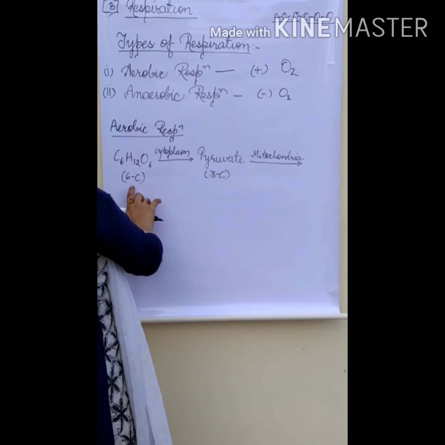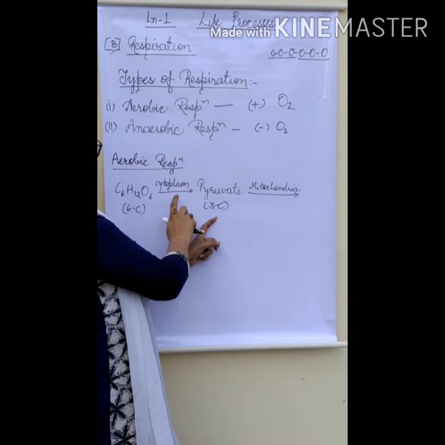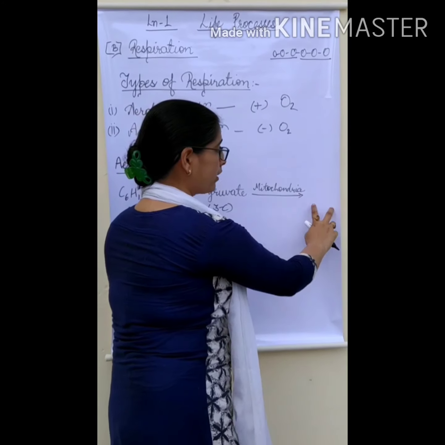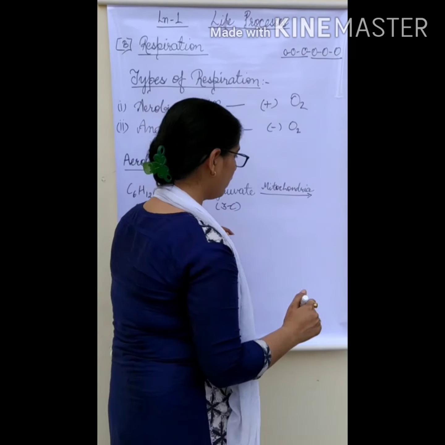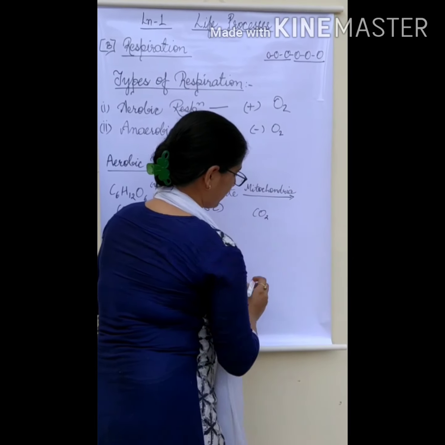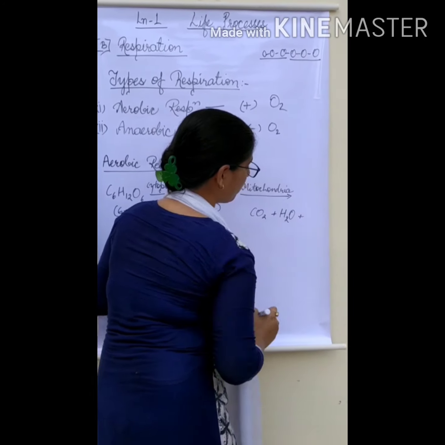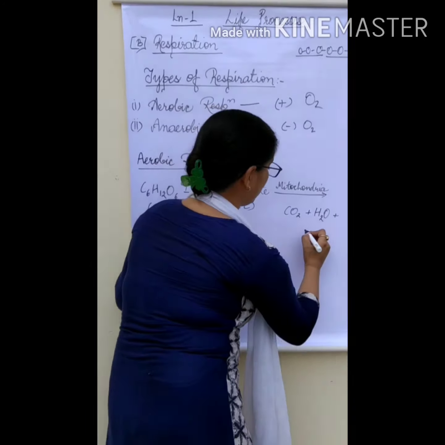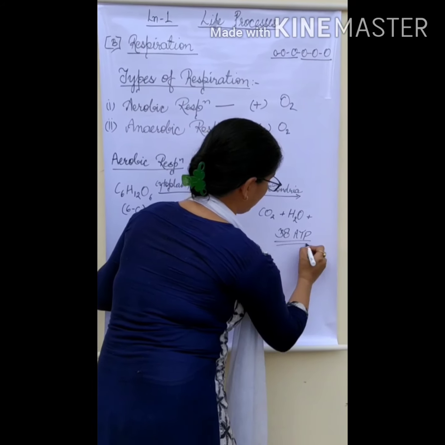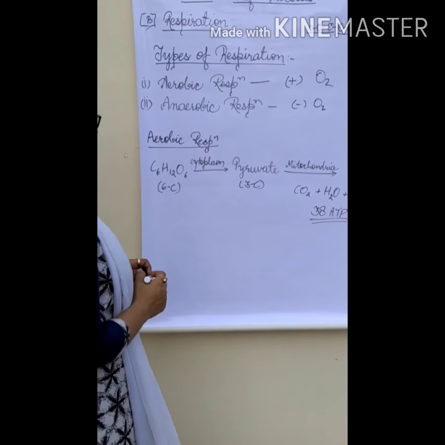Now, the glucose splits into pyruvate, a 3 carbon chain, in the cytoplasm. Then it enters into the mitochondria, and now it starts to form the byproducts. When you see the byproducts, there is carbon dioxide, water vapor, and energy in the form of ATP. And there is a release of 38 ATP. This is the energy coin. The full form of ATP is adenosine triphosphate.